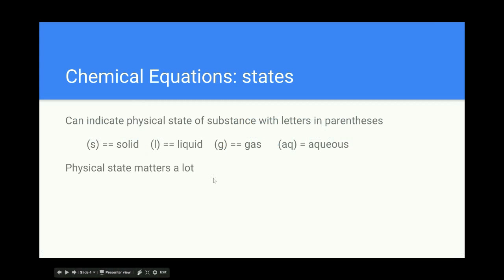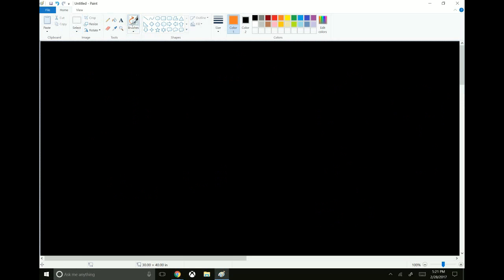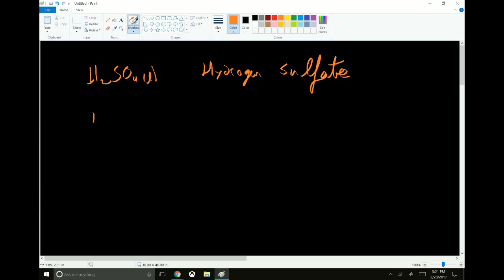This last one, over here on the right, AQ, means aqueous. That means that it is dissolved in water. We've already seen a little bit of that when we looked at acids, such that H2SO4 liquid is hydrogen sulfate, and H2SO4 aqueous, meaning dissolved in water, is sulfuric acid.